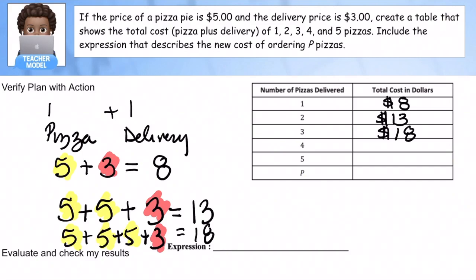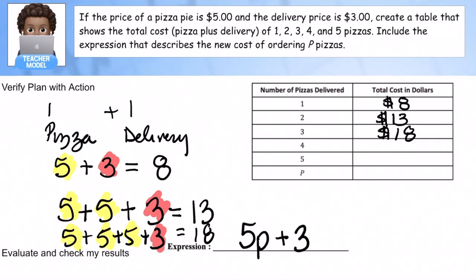It's the pizza, and I'm going to put pizza as just P. So every single time I buy a pizza, cost is $5. So I'm going to use 5p to represent the cost for pizzas. Every single time I buy a pizza pie, that is the cost for the pies, plus my delivery, D. But in this case, we know delivery is always constant. It's never changing. It's always $3. So I'm just going to put 3 in there. So that's my expression. It's $5 for every pie plus $3 for delivery. So there we have it.